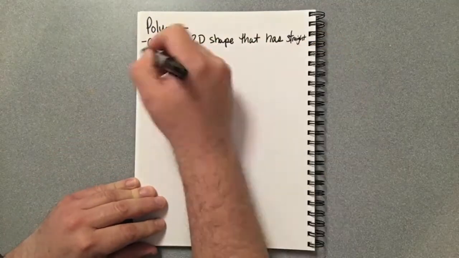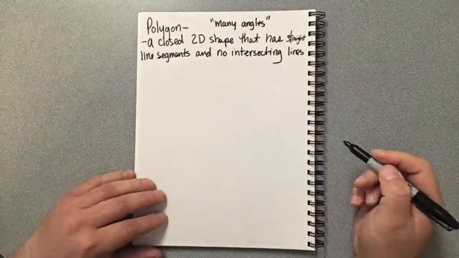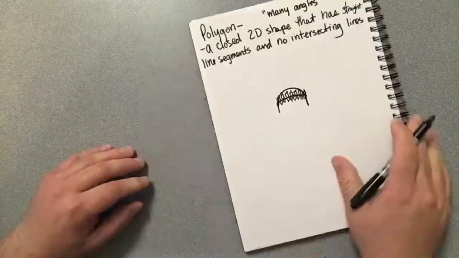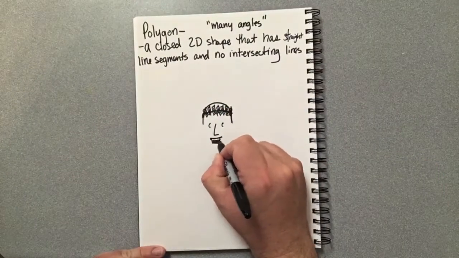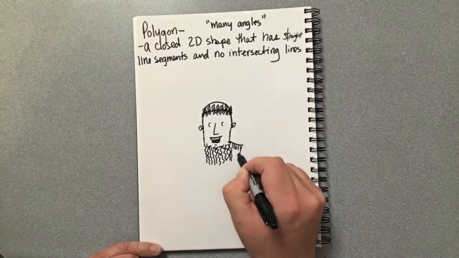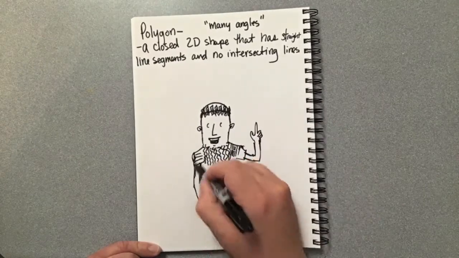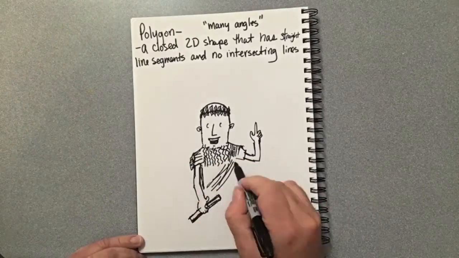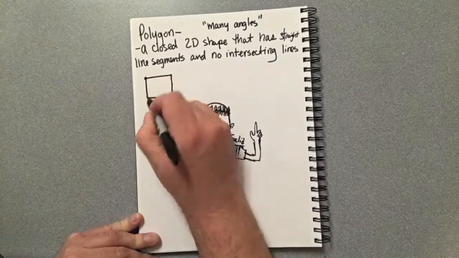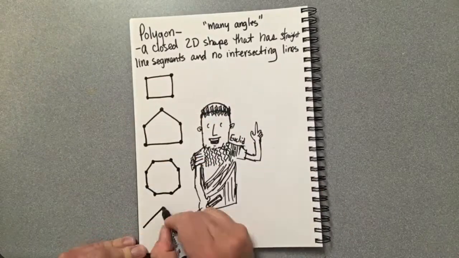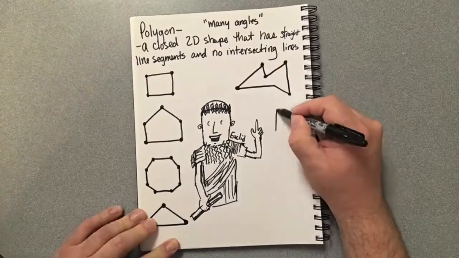So you found out what a polygon is. You can't just say it's just a shape. There is more to it than that. Euclid taught us to look at relationships and attributes of shapes so we can classify them into special groups. So, a polygon is a closed two-dimensional shape that has straight line segments and no intersecting lines.